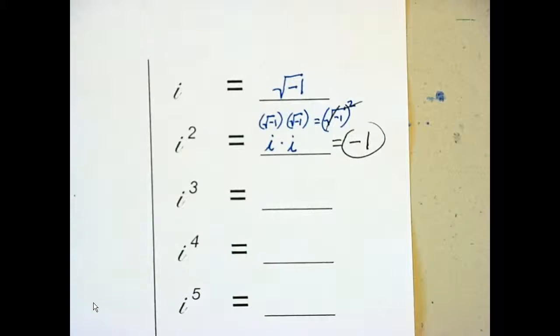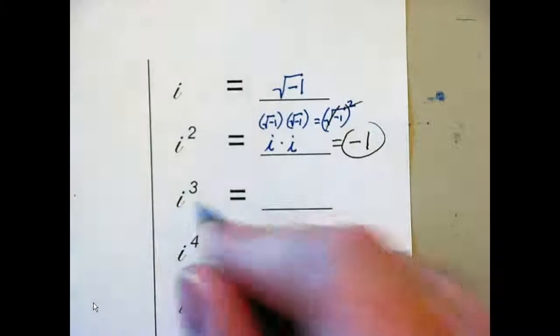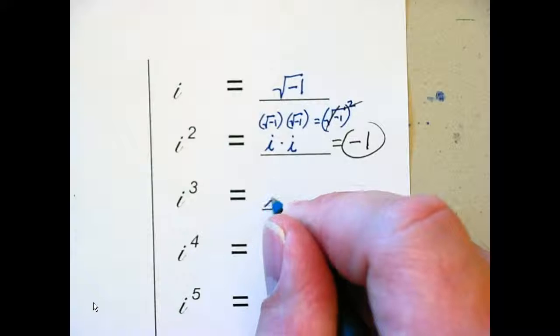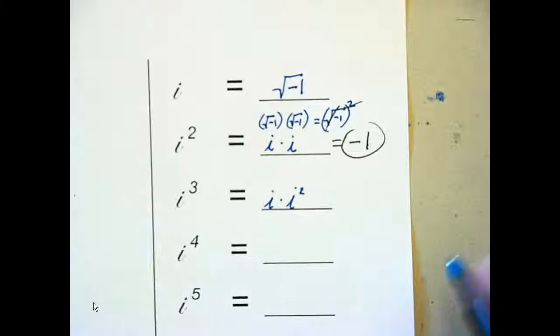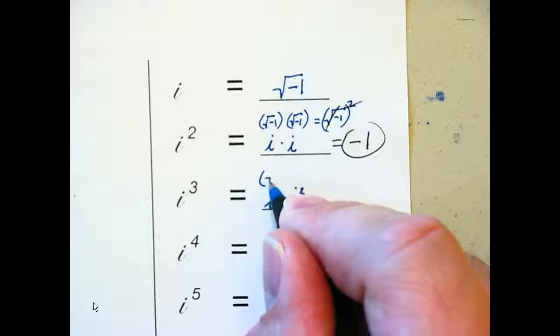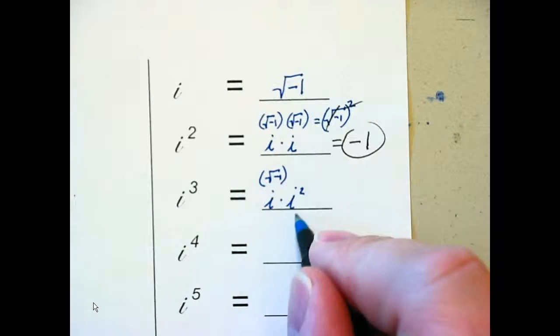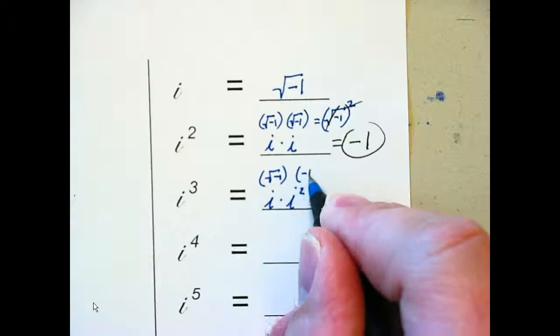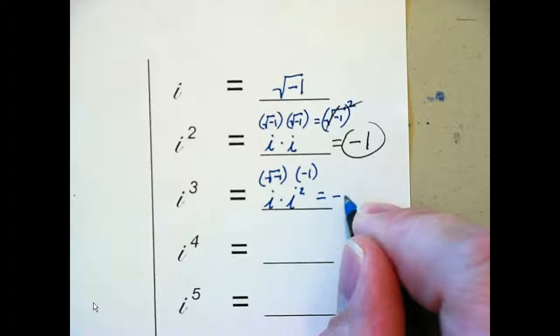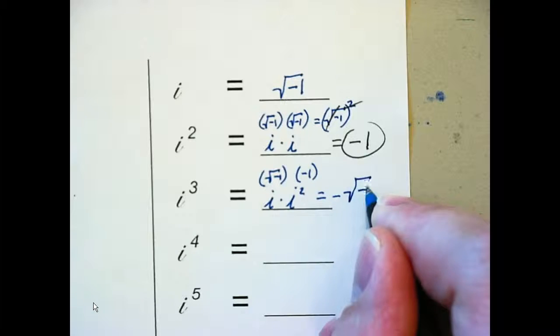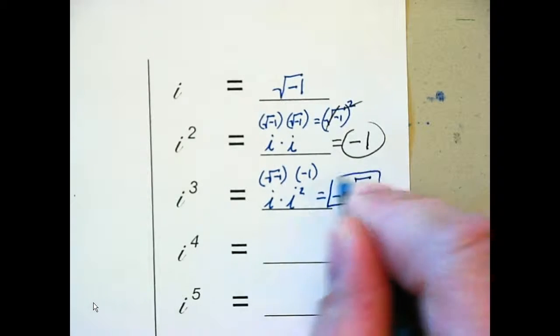Okay. Can I have your attention back up here? i cubed. I am going to say that is i times i squared. And I know i is root -1. And I know i squared is -1. Therefore, i cubed is negative root -1. Some would even call it negative i.